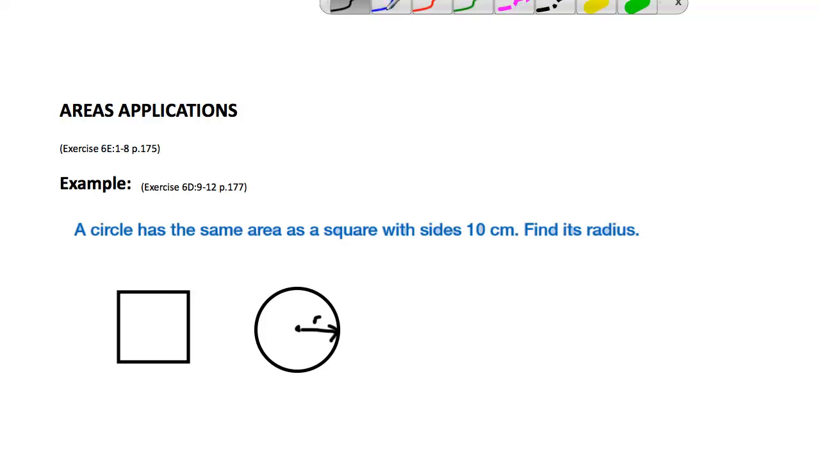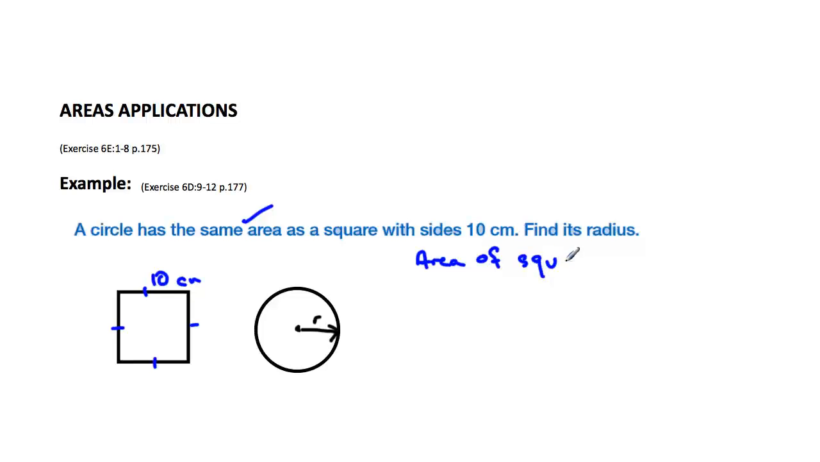Alright, so let's see what we can do. What do we know? First of all, we've got a square and a circle with the same area. And we know that the square has sides of 10, so they're 10 centimetres each. So let's work out the area of the square first of all. We could say that the area of the square is equal to 10 times 10, 10 squared, which is 100 centimetres squared. So that's the area of our square.